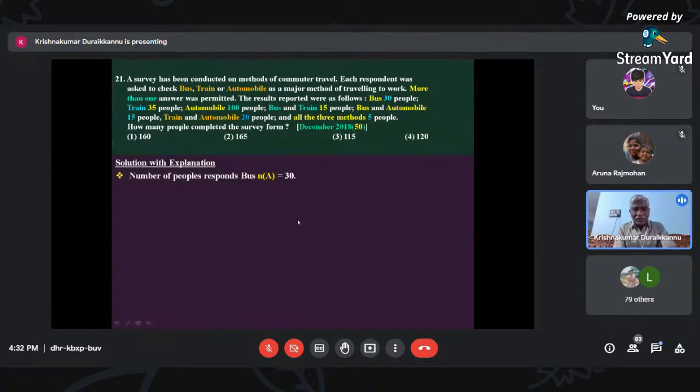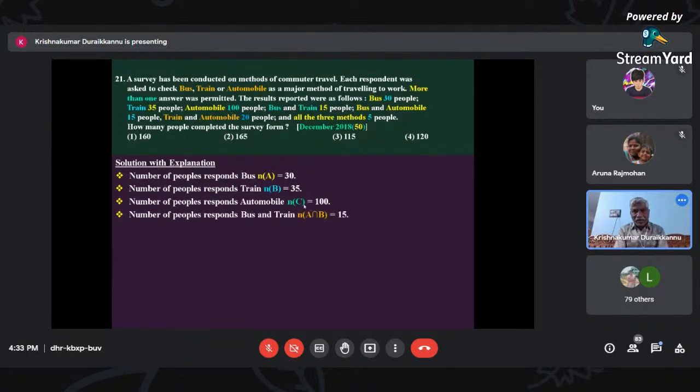So let N of A be the number of people who responded bus, N of A equal to 30. Number of responses for train, N of B equal to 35. Number of people who responded automobile, N of C equal to 100. So the number of people who responded bus and train, N of A intersection B, equal to 15, that is given. Bus and automobile, B intersection C, 20 is here. Then the number of people who responded automobile and bus, C intersection A, equal to also 15.